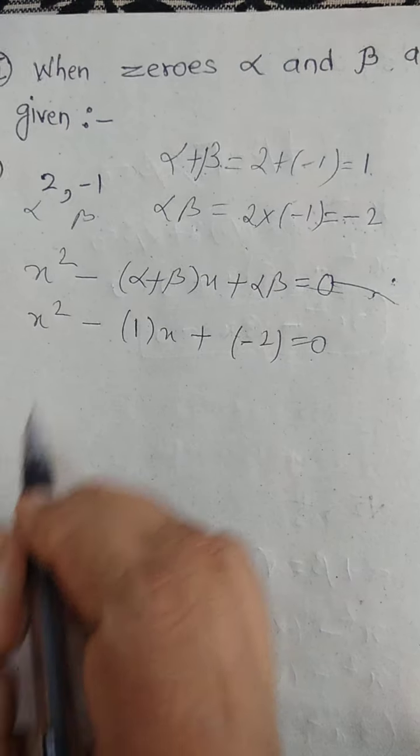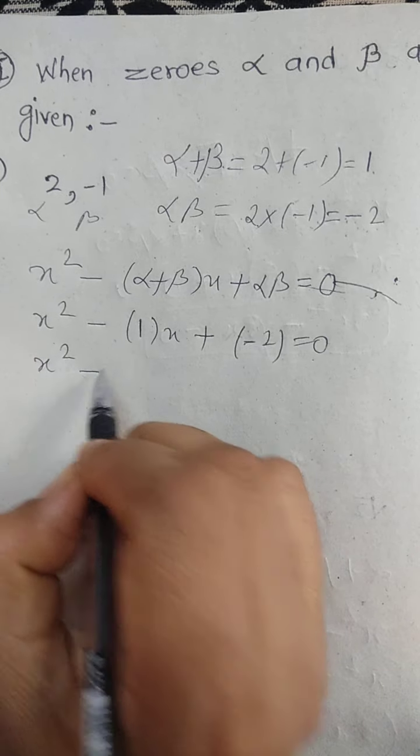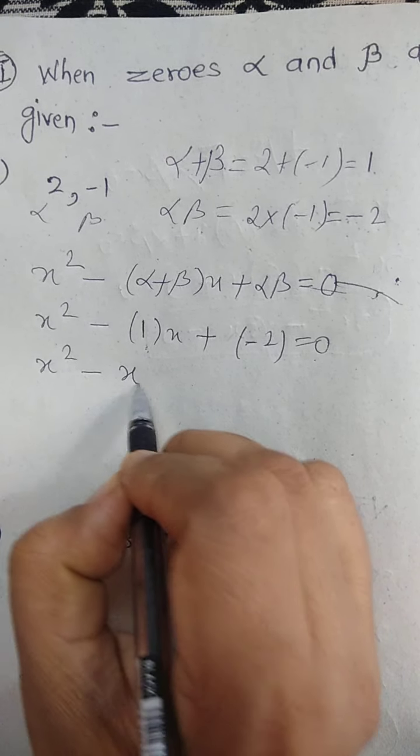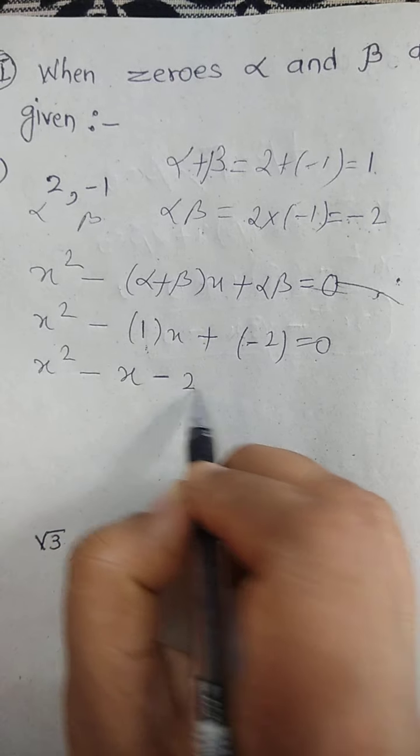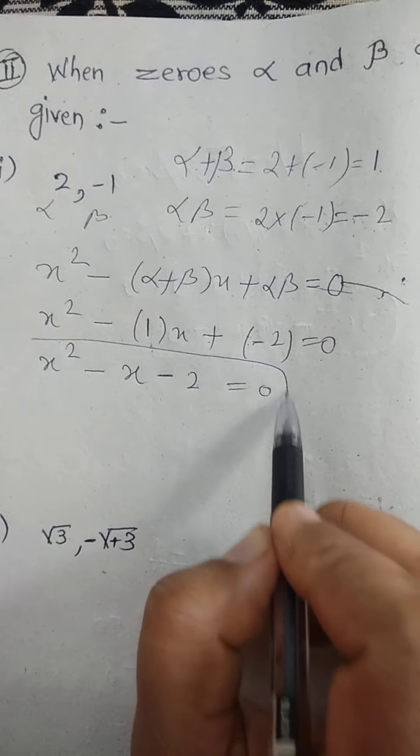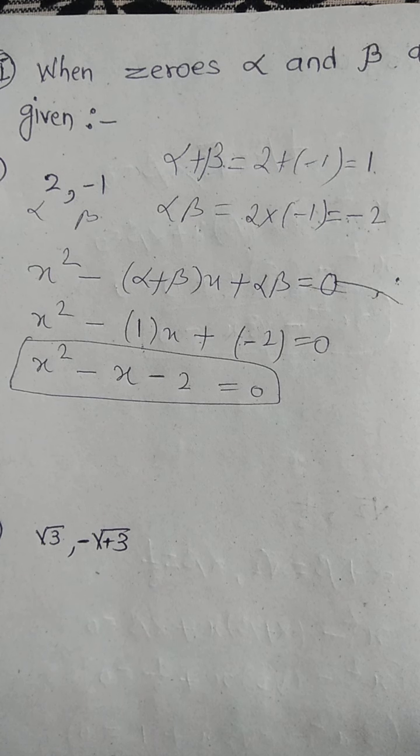equal to 0. Here x square minus, generally 1 we don't write, so it will be x square minus x minus 2 equal to 0. This is the quadratic equation when alpha plus beta and alpha beta values we have to substitute by finding from the question. Alpha value is given 2, beta value is given minus 1. So first find alpha plus beta equals to 1 and then find alpha beta equals to minus 2. Then you substitute it into the equation, then you get the quadratic equation.